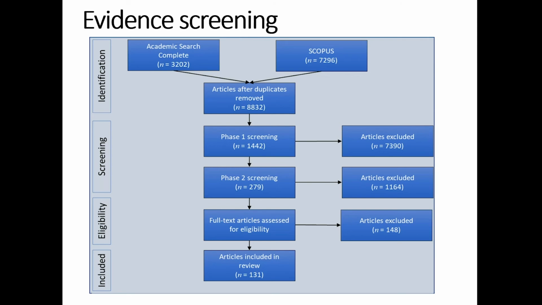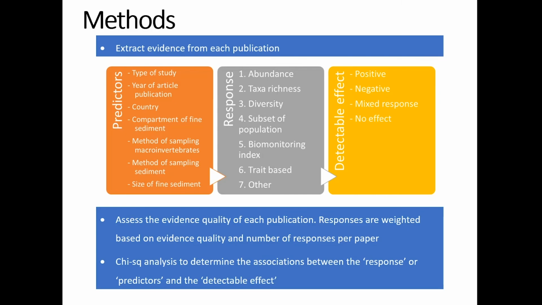And I ended up with 121 different papers. And then each paper can yield a single line of evidence of macroinvertebrate response or multiple lines. I then needed to extract evidence from each publication. So I'm defining this within 3 categories. So I extracted evidence, information about the predictors, which was the type of study, and then a bit of information about how fine sediment was quantified and the methods that they used.